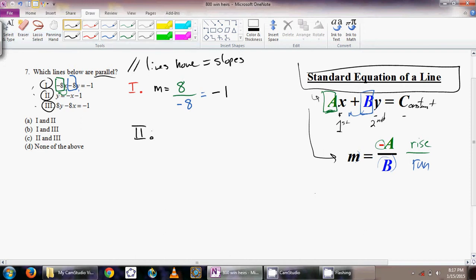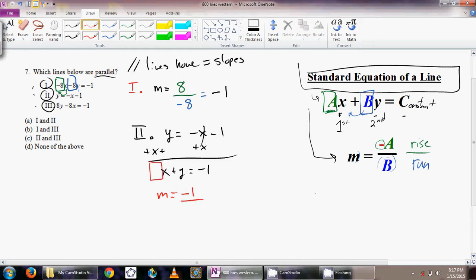For line 2, we have y equals minus x minus 1. So I want to get that x to the other side. Add x. I'm going to have x plus y equals minus 1. Well, the coefficient on x is 1, so it's minus 1 over the coefficient on y, which is 1. That has the slope of minus 1.